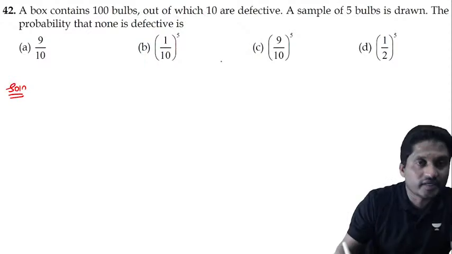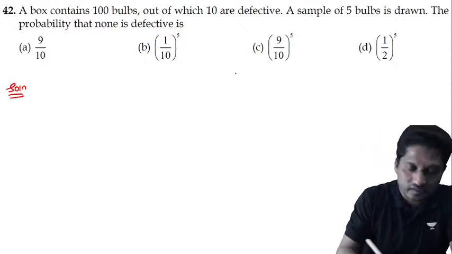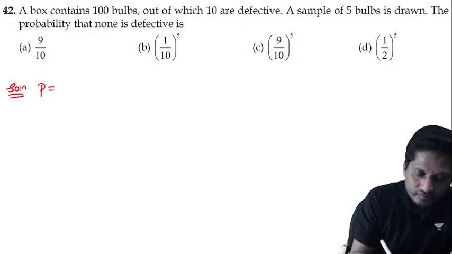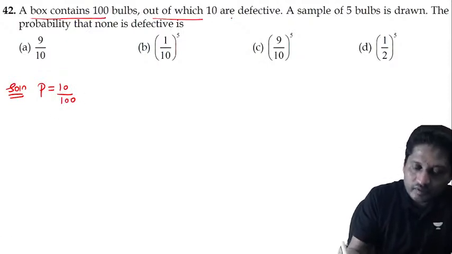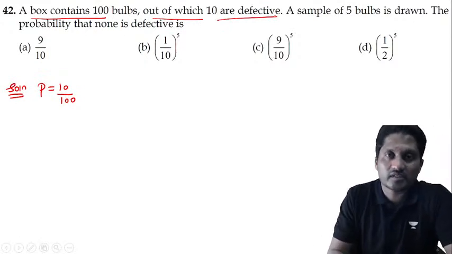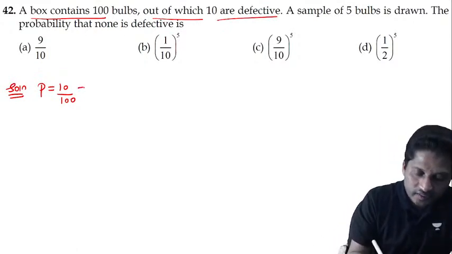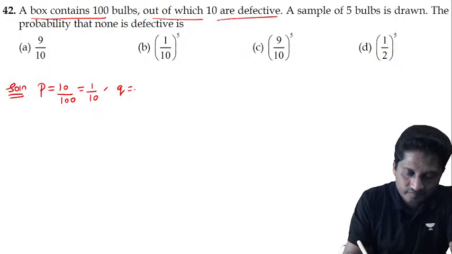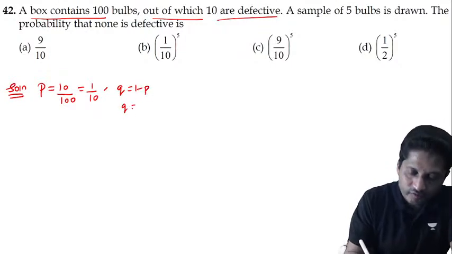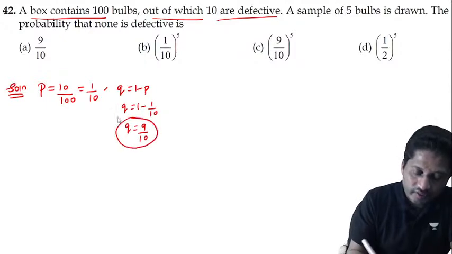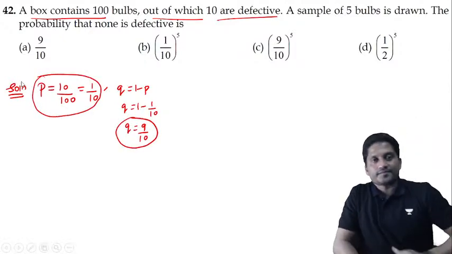Okay, 10 out of 100 are defective. Drawing a defective is a success. The probability of success is 10 by 100, which is equal to 1 by 10. And Q is equal to 1 minus P, which is equal to 1 minus 1 by 10, which is equal to 9 by 10. So I know the success, I know the failure.